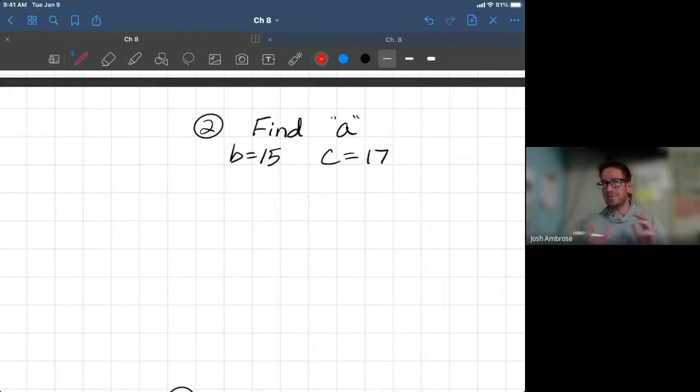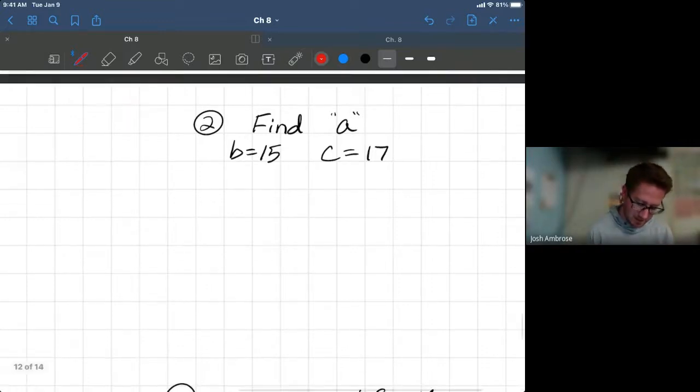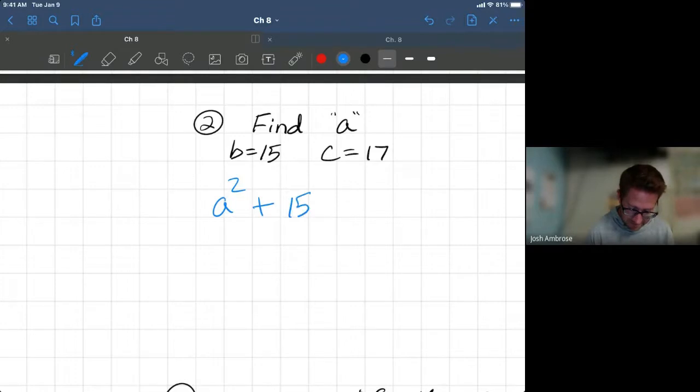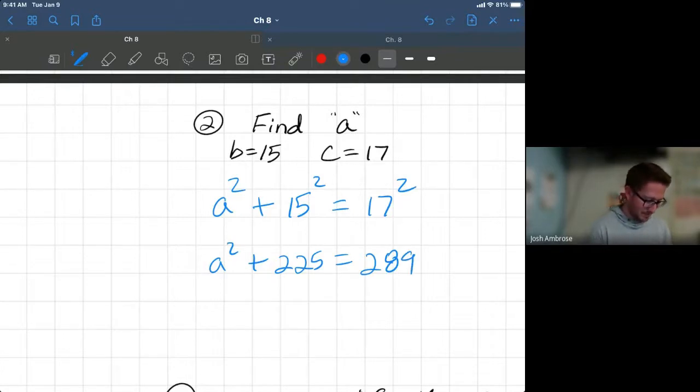So the steps will change just a little bit. All right, the order is all still the same. You still have A and B and C. It's just that we have A squared plus 15 squared equals 17 squared. Okay, and let's see. All right, we'll get our numbers all lined up here. A squared plus, and then 15 squared is 225, and 17 squared is 289. Okay, and now what we're looking at is we have to get a squared by itself.